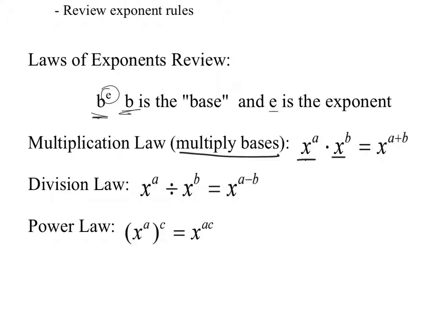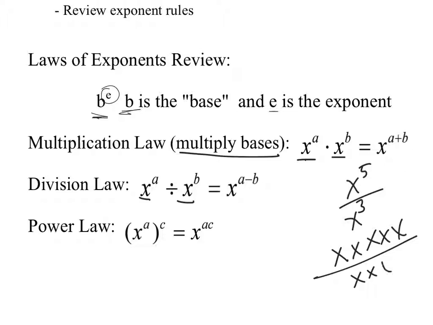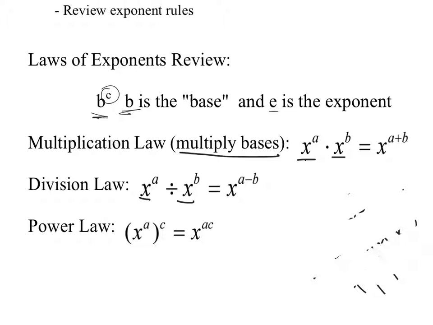The next one, when you're dividing, same idea. You're dividing the bases. When you divide a base, like x to the 5th divided by x to the 3rd, you have 5 on the top, 3 on the bottom, so we're left with only 2 left. So those are dividing exponents. You subtract. And then finally, when it's a power to a power, you multiply.